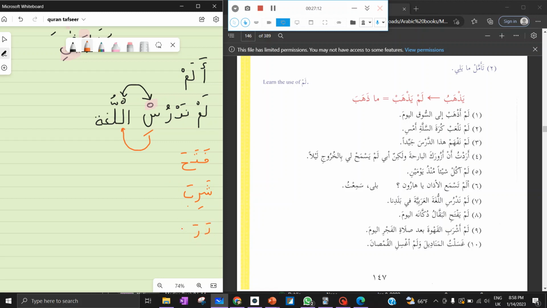Darasa. This is a verb. But what is dars here? What is the difference? This ra has a sukoon. This is a noun, but it is coming from the same verb darasa. So darasa means he studied, and dars means lesson, ra with sukoon.